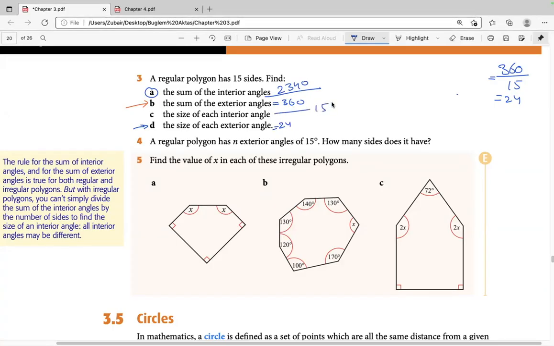Very good. How did you get this one, 156? Well, I just divided 2,340 by 15. Okay, now look at this. That's correct. But just look at this. I know this is 24. What if I just do this? Well, I first found the interior angle and then I moved on to the exterior angle. That is correct. You will get full marks.